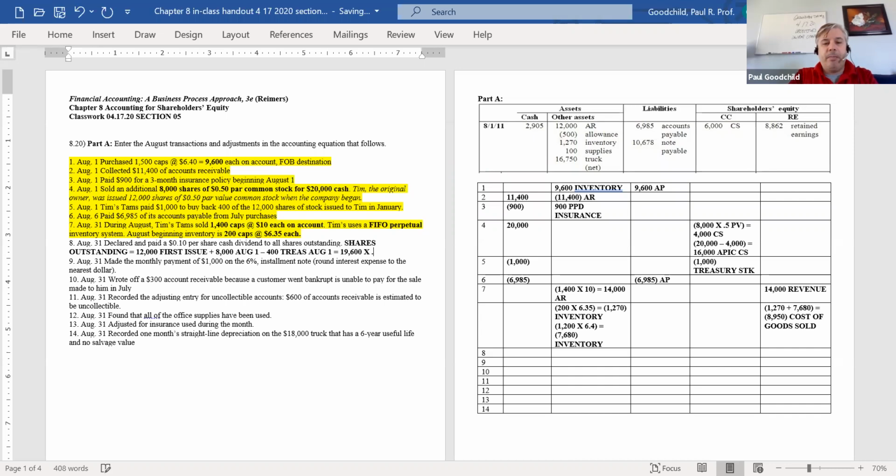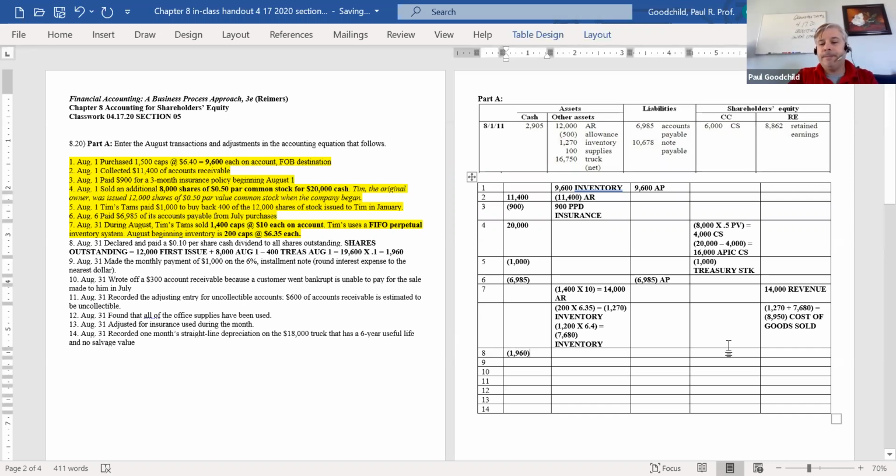We're going to multiply that by 0.1, and that equals 1,960. So our cash is reduced by 1,960, and our retained earnings is reduced by 1,960 dividends.